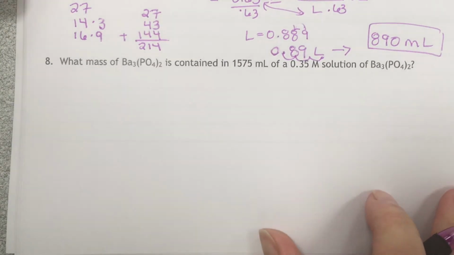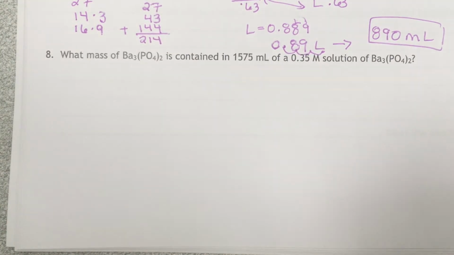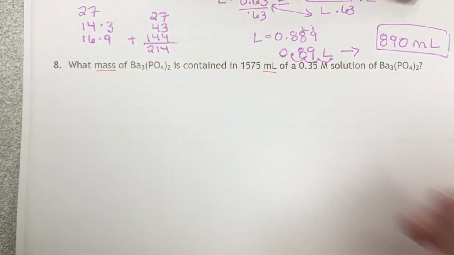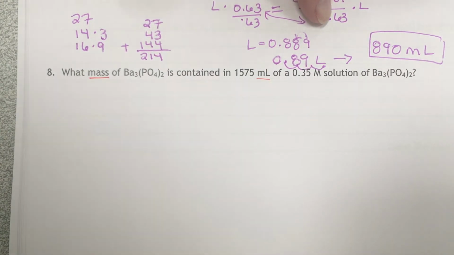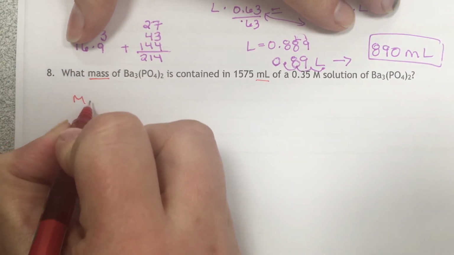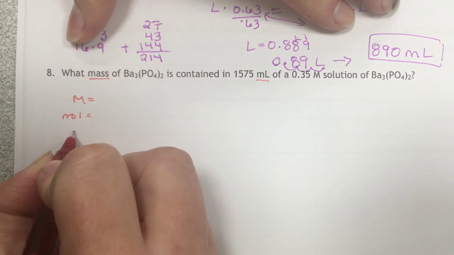All right, moving on, we have another one where we have mass involved, which is probably a good thing that we are going over this together so you don't get trolled. So we not only have mass, but we have milliliters again. And a big chemical. So basically we have molarity, we have moles, and we have liters.